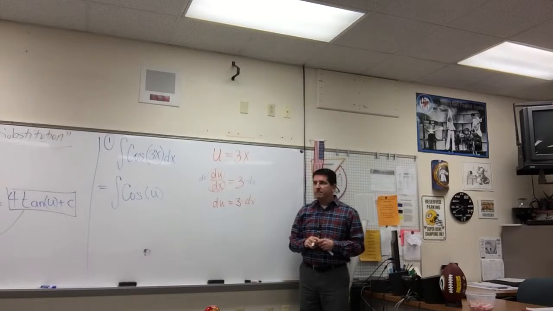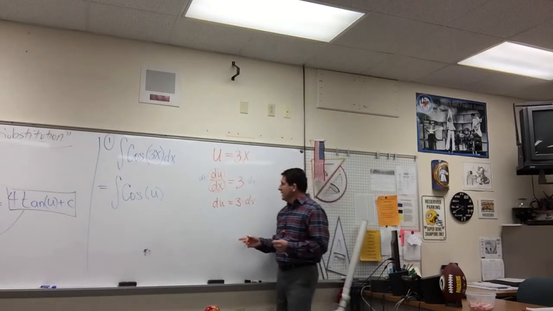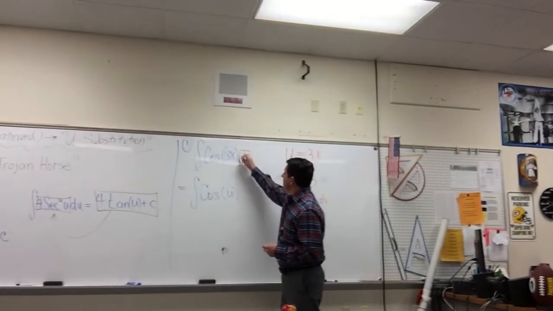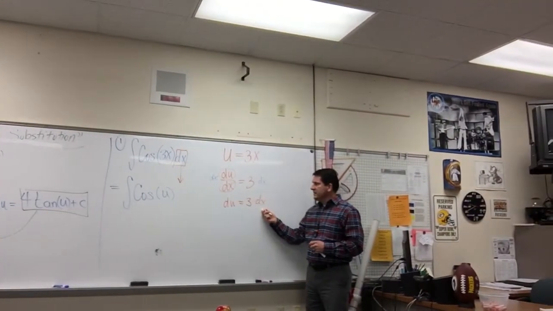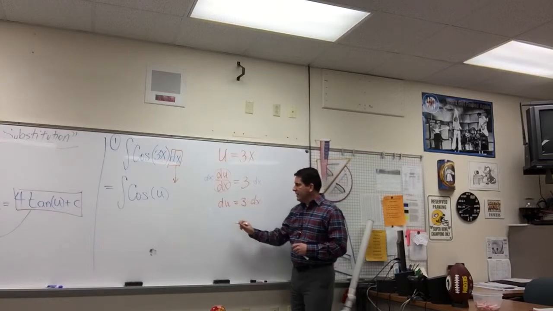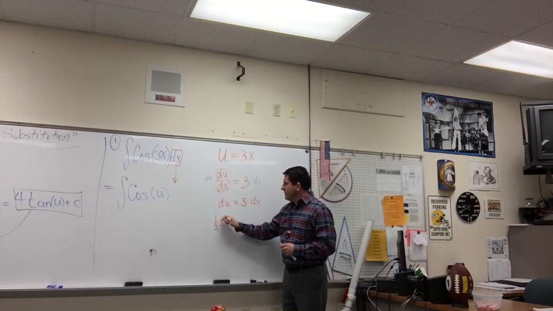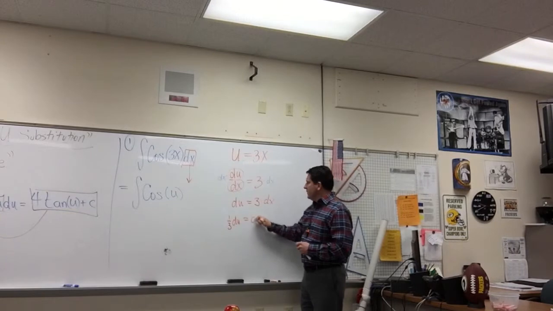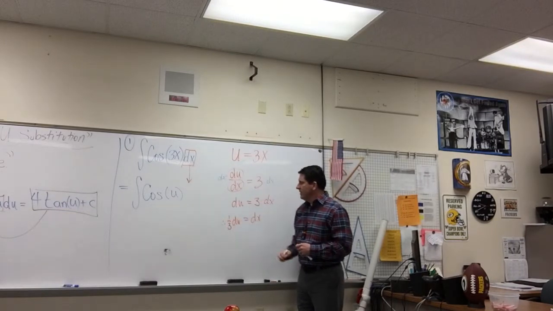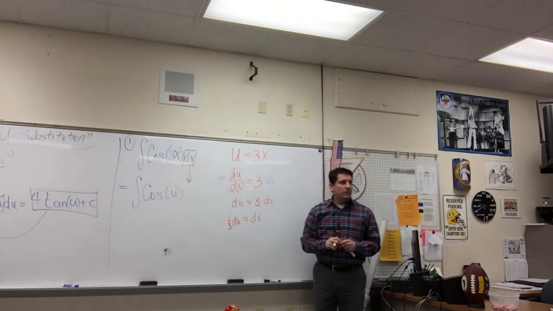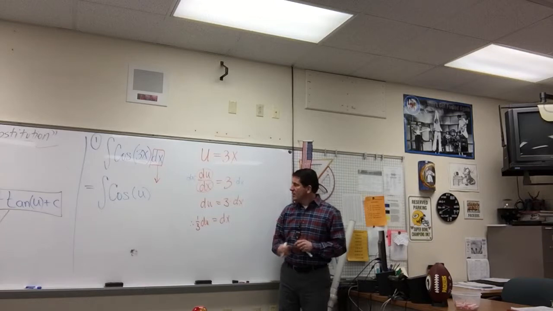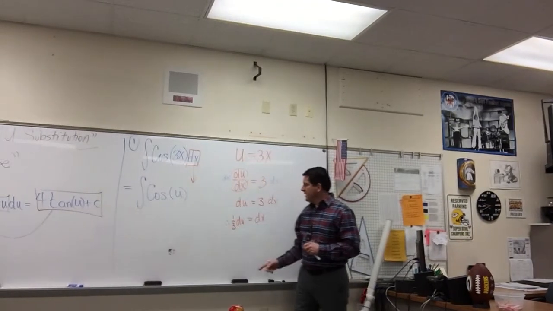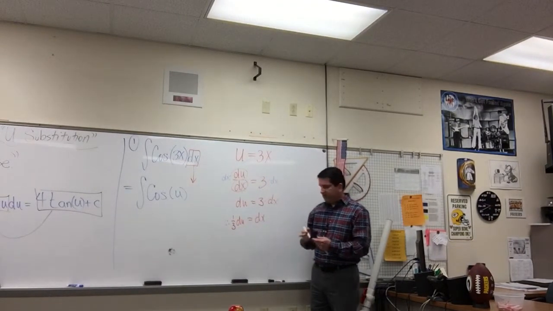You see it? Now, the only thing is, I want to replace dx. So that means I have to solve this for dx. The way I'm going to do it is just divide by 3. So I'll write it as 1/3 du is equal to dx. And that's where the u substitution comes in. So in place of dx, I can write its equivalent as 1/3 du.